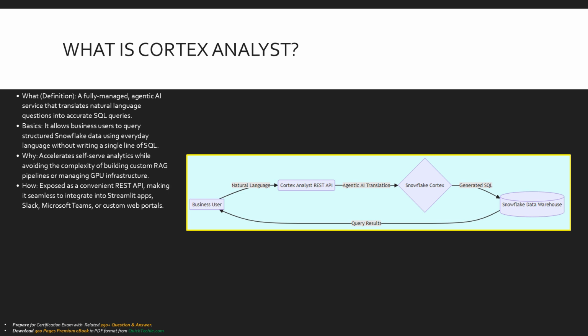Let's look at the high-level architecture in this flowchart. On the far left, the business user submits a natural language question. This request securely hits the Cortex Analyst REST API. The API routes the request to Snowflake Cortex, where state-of-the-art LLMs process the intent and generate the precise SQL. This generated SQL is then pushed down to your highly scalable Snowflake data warehouse for execution. Finally, the actual query results are returned to the user in seconds. The entire flow is secure, fully managed, and keeps your data exactly where it lives.